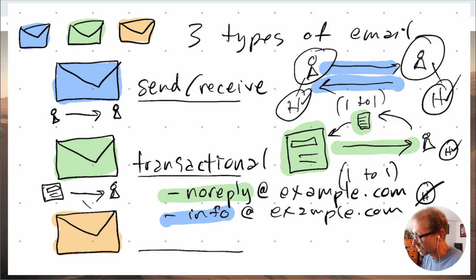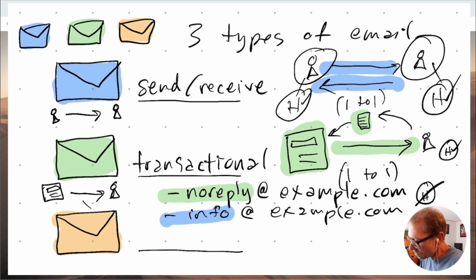And then, of course, in contrast, the send and receive emails, I'll mark those in blue because they go in two directions. Now, they're one-on-one. Emails in send and receive go both directions, but they're always one person to another person. Transactional emails might involve a computer or a website and a person, but it's still just a one-on-one process. But here's the difference with the third type of email.